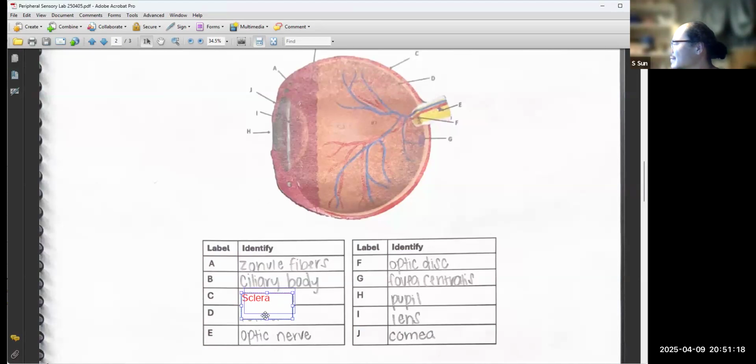So let's see. If C is the outside, that's good. Let me take a look at the book. Yeah, it's supposed to be sclera because it's the outermost layer. I don't see why it's not sclera.